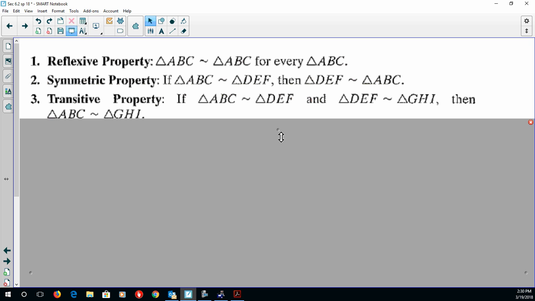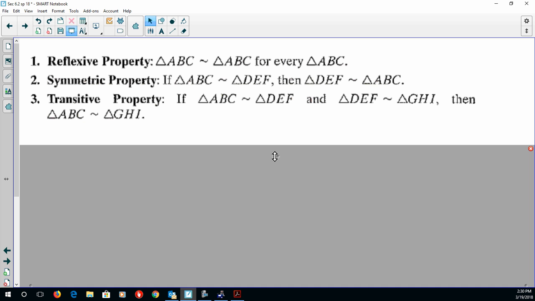I need to put something up. Now, similarity. I copied this out of the book, obviously. It's written down here for similar triangles, but it could also be true for similar quadrilaterals or pentagons or whatever. Reflexive property means every triangle is similar to itself. Every quadrilateral is similar to itself. Every hexagon is similar to itself, and so on. Symmetric property says that order doesn't matter when you're talking about similarity. If triangle 1 is similar to triangle 2, then triangle 2 is similar to triangle 1. And these could be quadrilaterals or whatever.